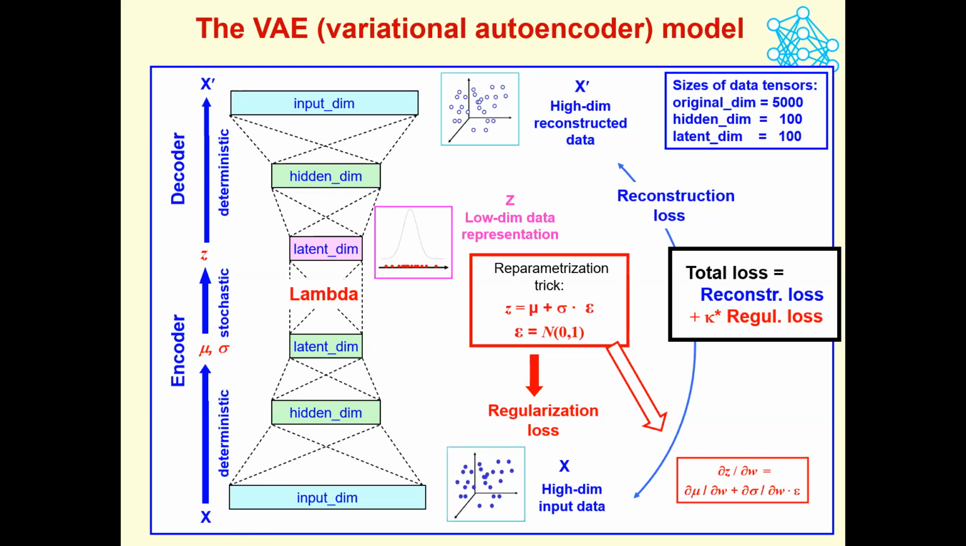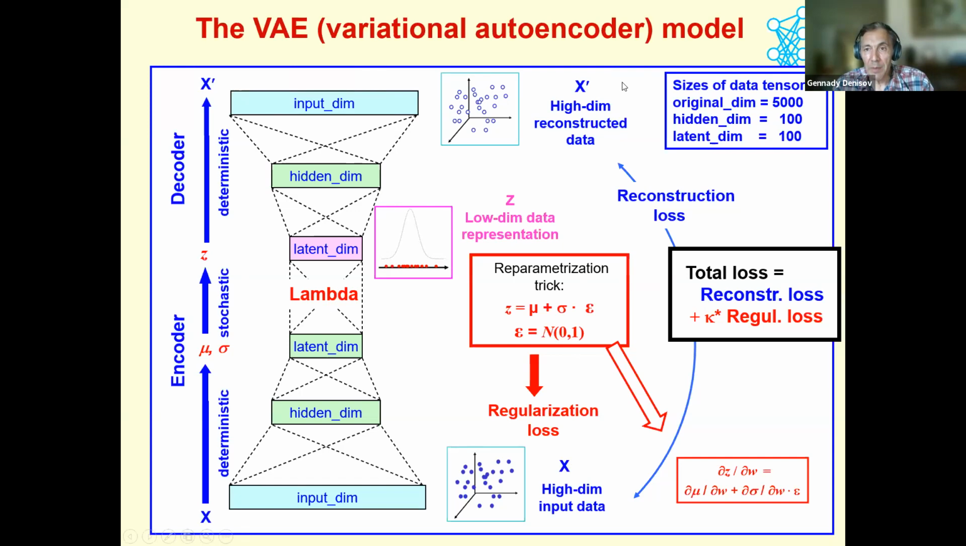Right, so you are right. We do not expect X and X prime to be exactly the same, but we try to minimize the difference. We do whatever we can, the maximum we can do. So we try to tune the parameters of the network.